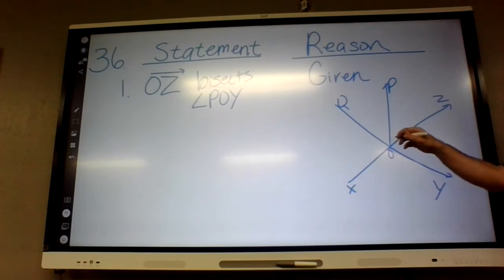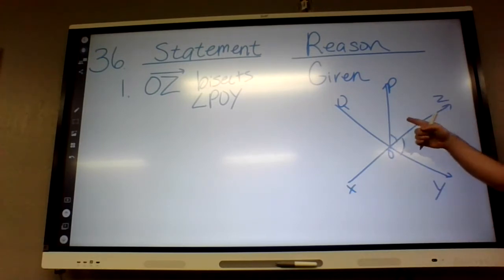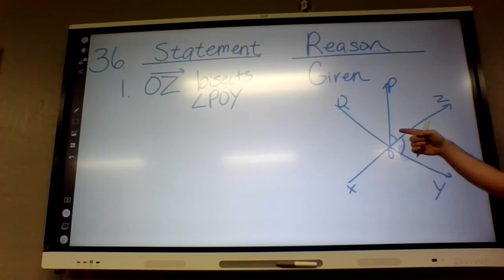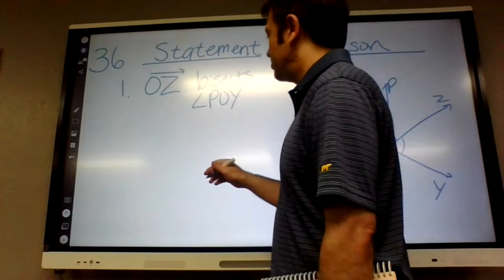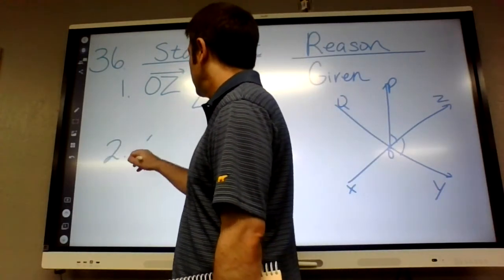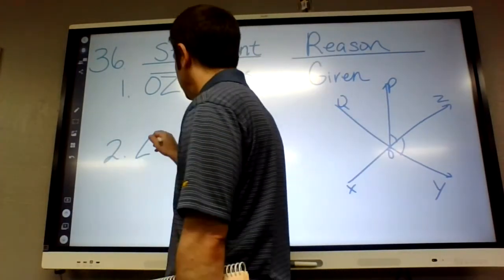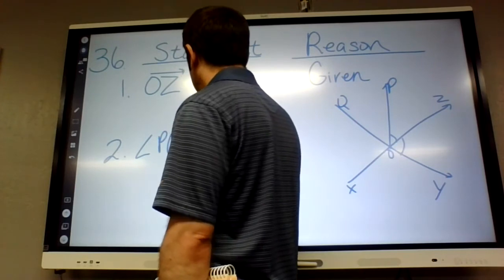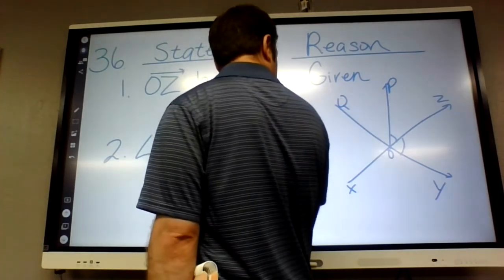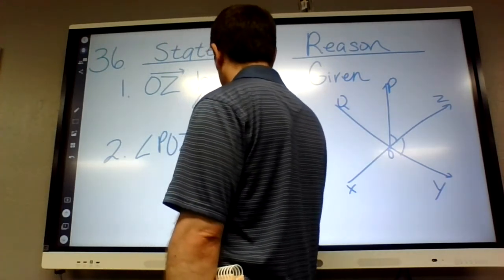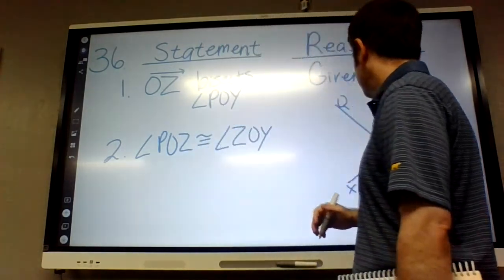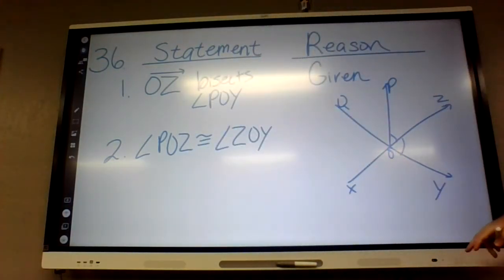Yeah, she said this would be congruent to that, right? If this is cutting the angle in half, these two little angles, that means these two little ones are the same. So that's the next thing we're gonna say. Angle POZ is congruent to angle ZOY. Wish I could hook these things together because it's kind of in my way right now.